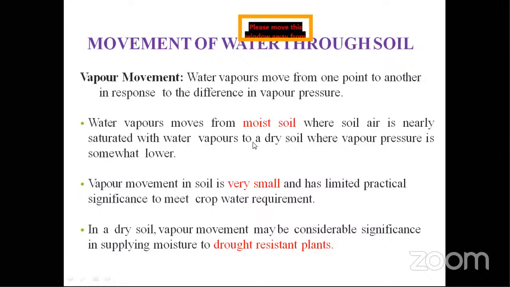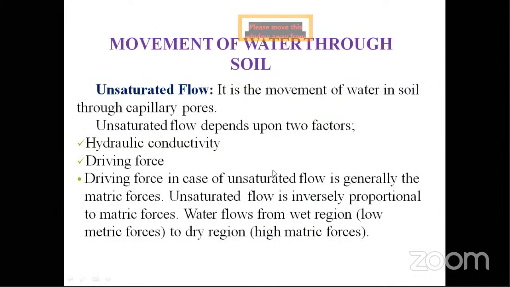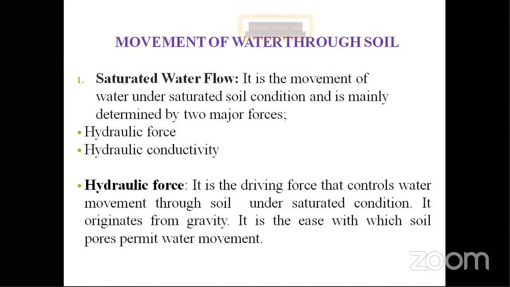This saturated condition mainly occurs because of gravitational flow. Next one is unsaturated flow. It occurs mainly because of matric potential. And unsaturated flow depends upon two factors: hydraulic conductivity and driving force.